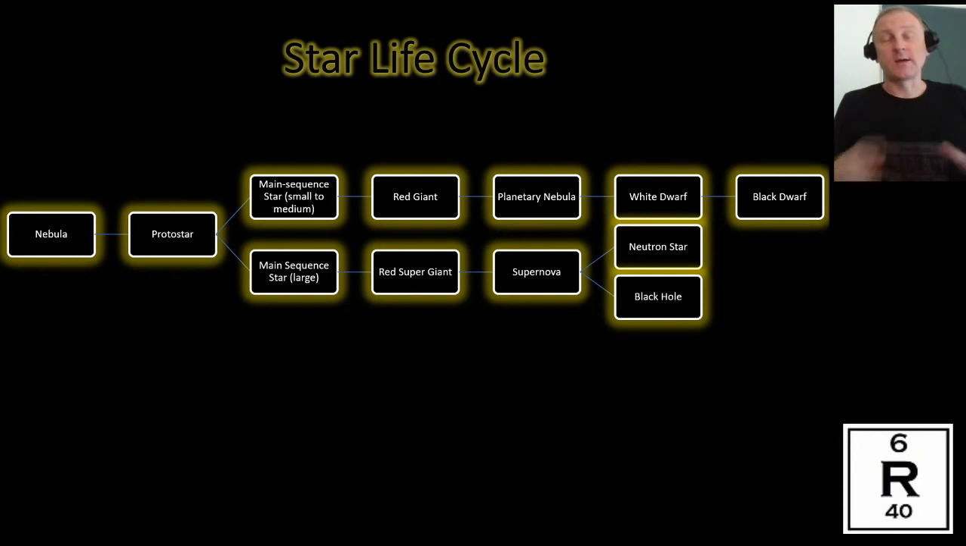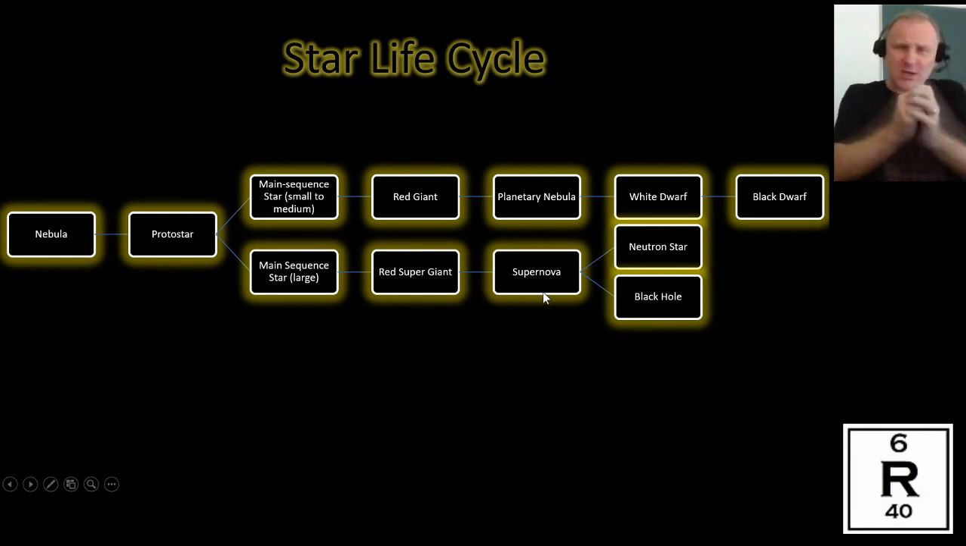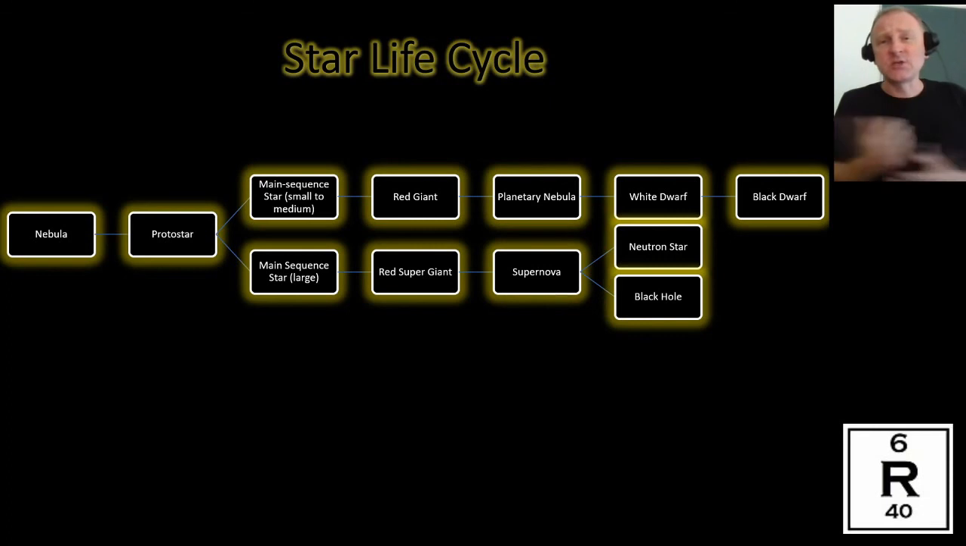Once it creates an iron core, there's no more fusion, and then the outer shell comes flying in and rebounds off the core, making a huge explosion, a supernova explosion. And during that stage, all elements larger than iron are formed. So this is where we get the large elements. Everything else on your periodic table gets formed through the supernova. And then that explodes out.